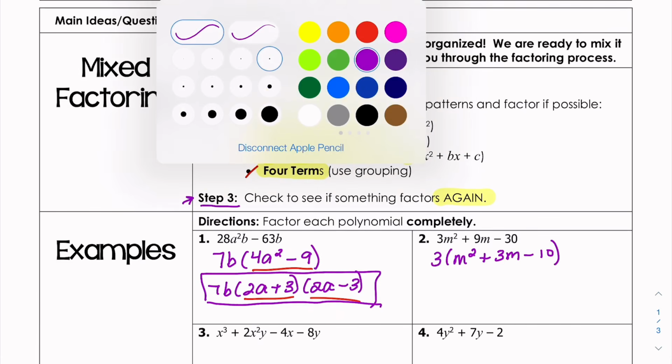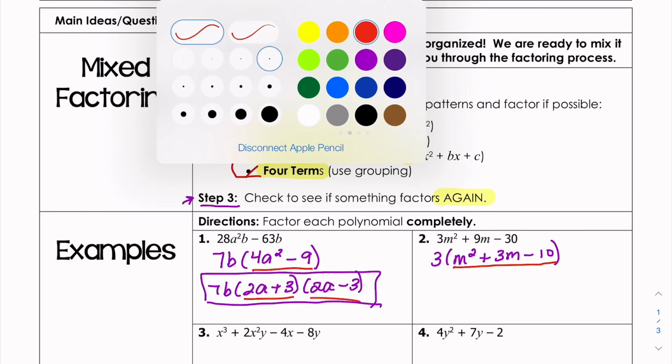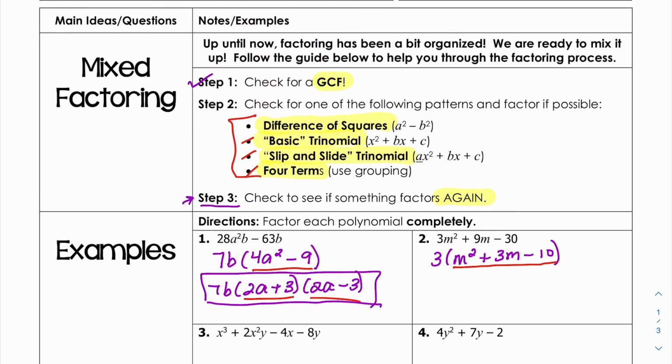So I'm going to underline this part. Does that keep going? Is this one of our special types up here? This one appears to be a basic trinomial. So we want to find factors of the last term that add up to the middle term. So I'm going to drop down this 3 so I don't lose it. Factors of negative 10 that add up to positive 3 are positive 5 and negative 2.